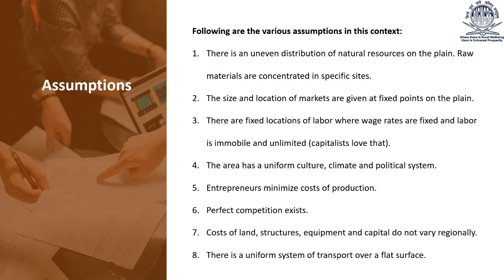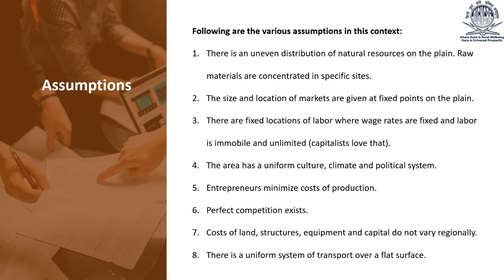First, assumptions. Following are the various assumptions in this context. First, there is an uneven distribution of natural resources on the plain. Raw materials are concentrated in specific sites. Second, the size and location of the market are given at fixed points on the plain. Third, there are fixed locations of labor where wage rates are fixed and labor is immobile and unlimited. Fourth, the area has a uniform culture, climate and political system.